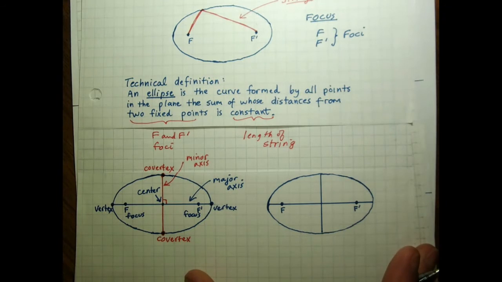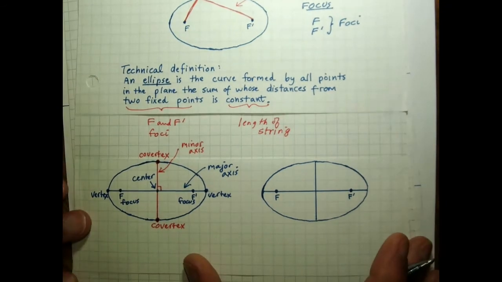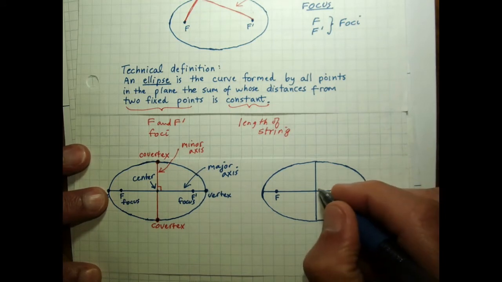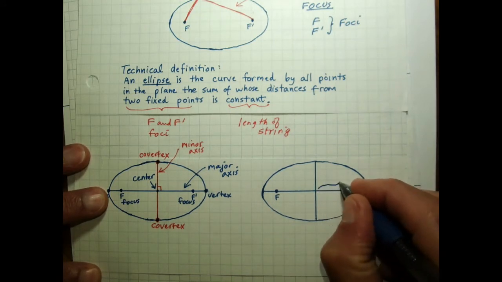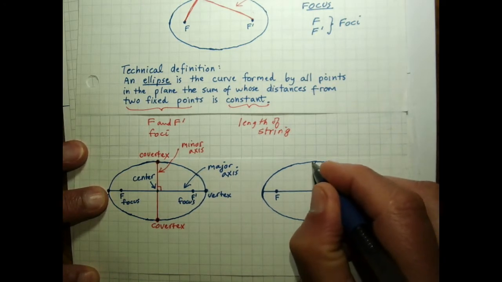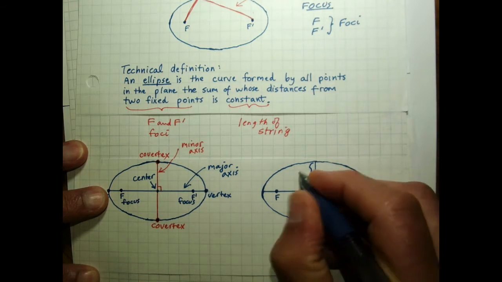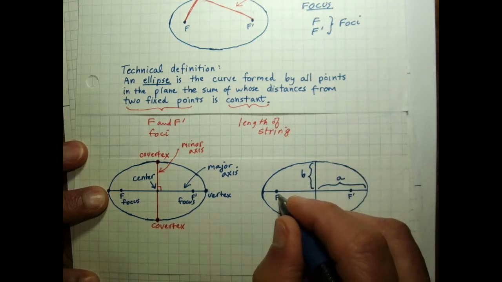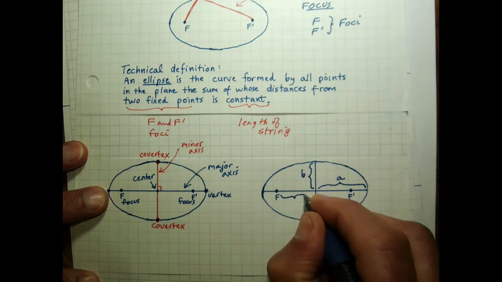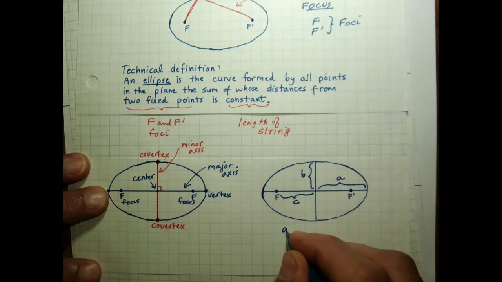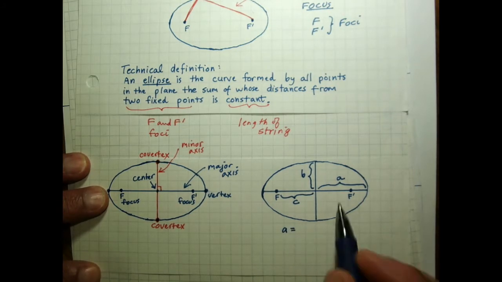Now we're also going to introduce some constants here in these pictures that we draw. I'm going to call the distance from the center all the way out to a vertex, I'm going to call that length A. From the center up to the covertex at the top, I'm going to call that B. And then the distance from a focus to the center, I'm going to call that C. Let's just make a note of these here.